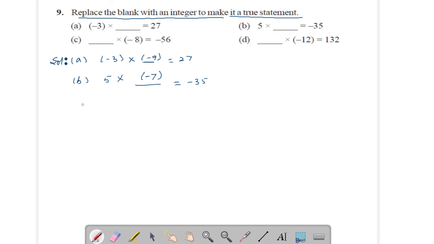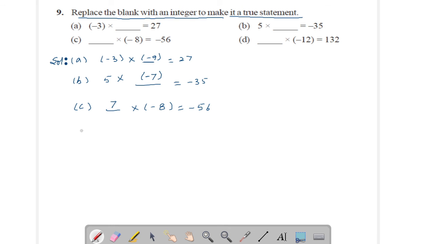Then come to C part. Dash into minus 8 equal to minus 56. What will come in the dash? 7. 7 8 is 56 and minus sign, it is minus 56.